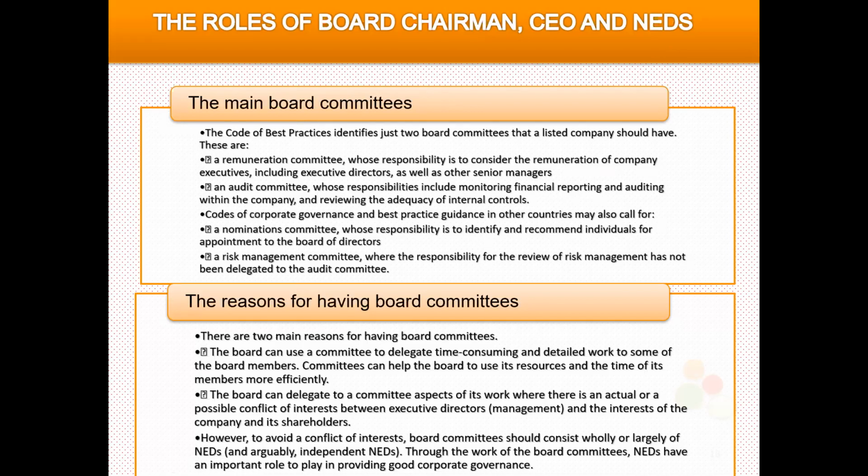Codes of corporate governance and best practice guidance in other countries may also call for a nominations committee. Their responsibility is to identify and recommend individuals for appointment to the board of directors. And there's also a risk management committee.